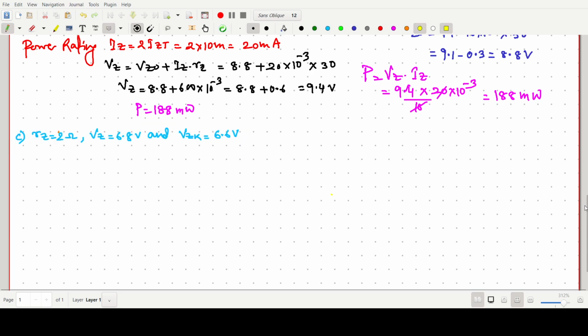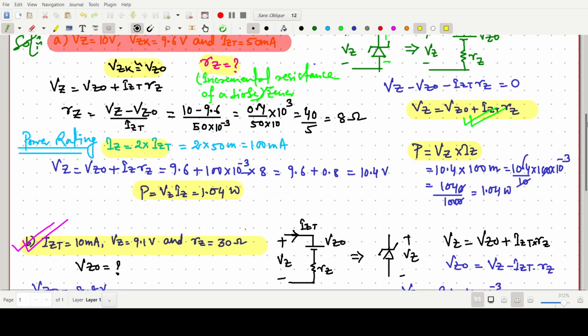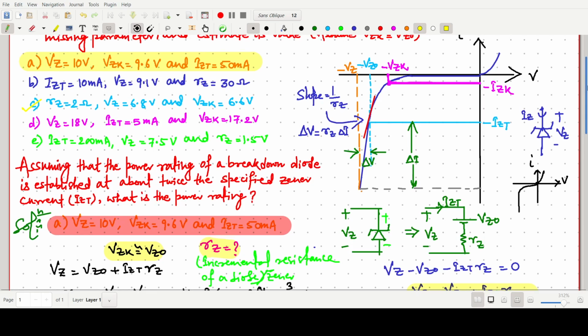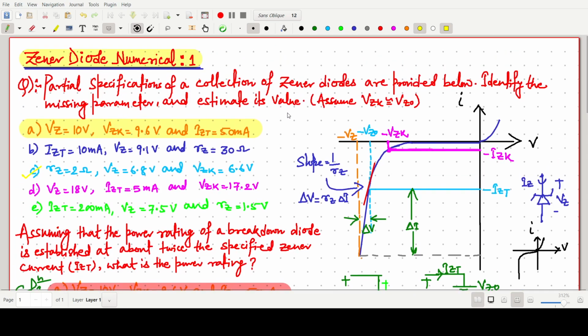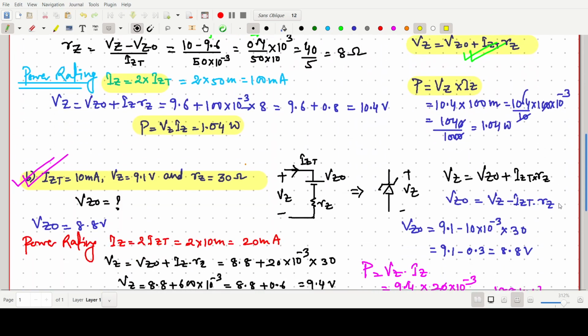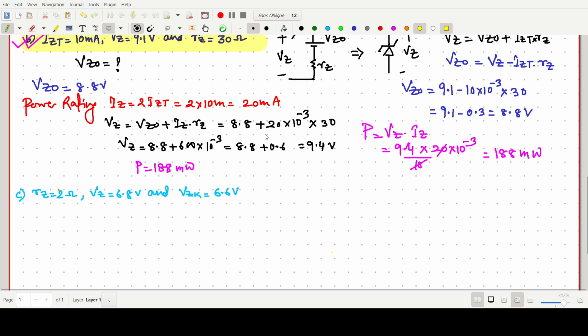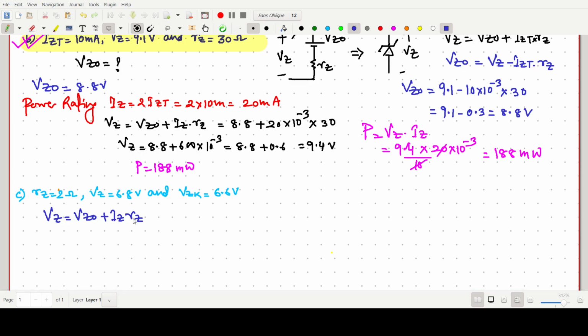First, we have to find the missing parameter and estimate its value. Three things are given. Again we have to start with the fundamental formula: Vz equals Vz naught plus Iz Rz. Here Rz is given, Vz is given, Vzk. Izt is not given.